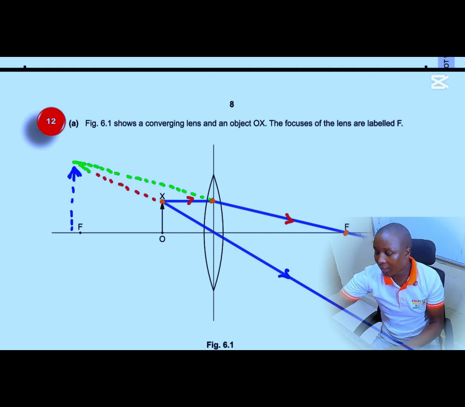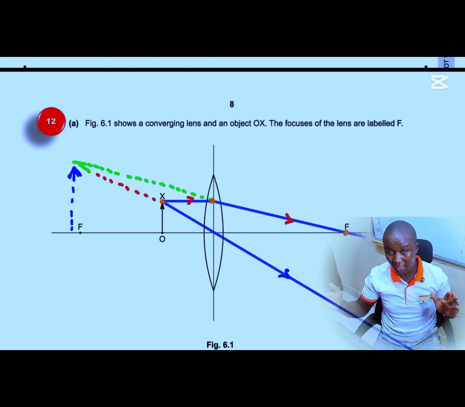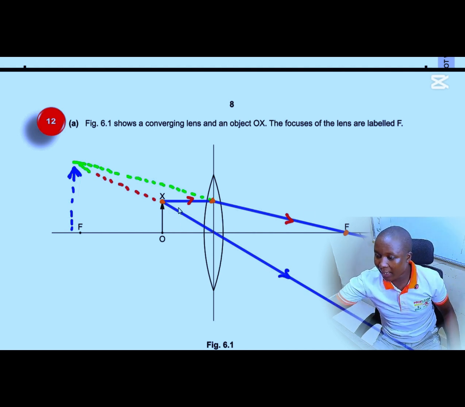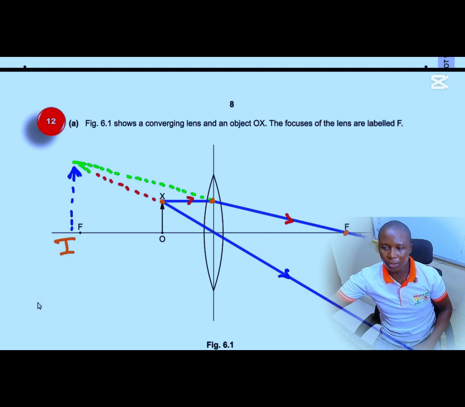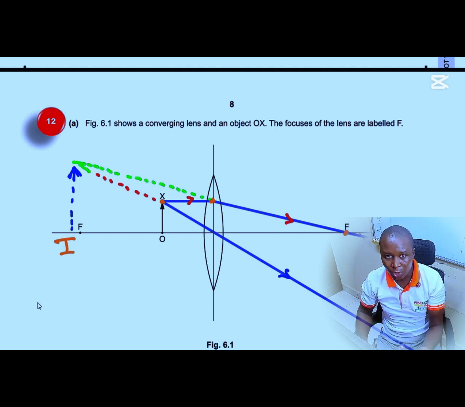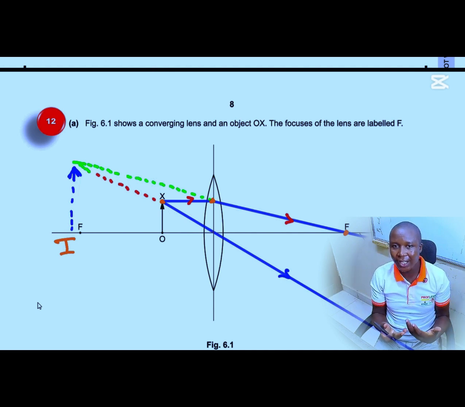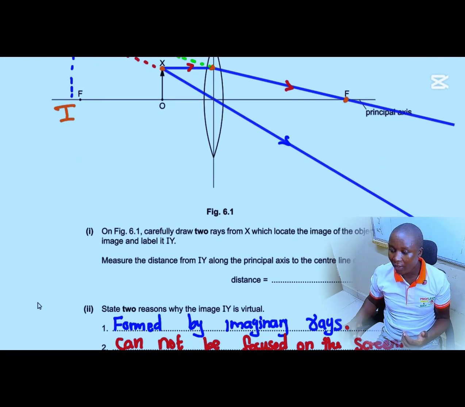You can see these two rays will never meet anywhere. They are diverging and diverging. So the only way we can have our image is by extrapolating the lines backwards, and the image is going to be formed at this given point. This image has been formed by virtual rays. It cannot be formed on a screen, so it's called a virtual image. When you look at it, it's upright and magnified because the size is bigger. Those are the characteristics that you are going to look at.